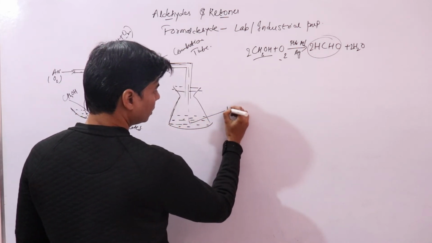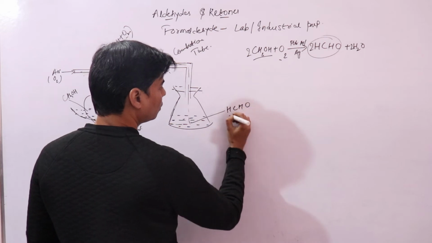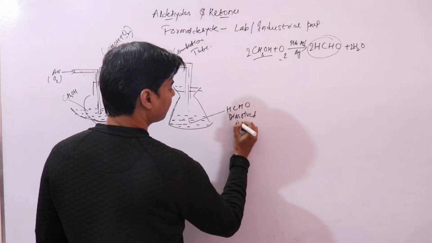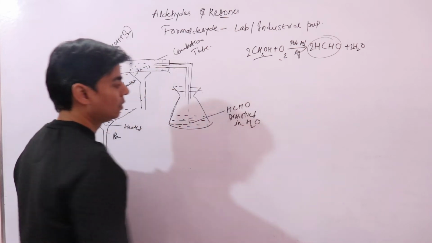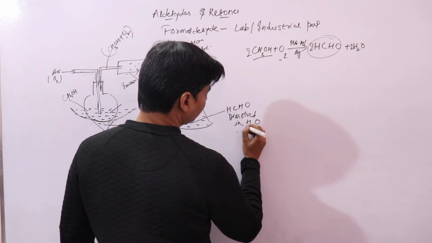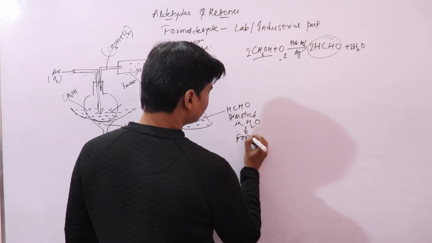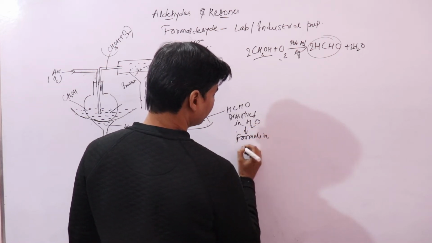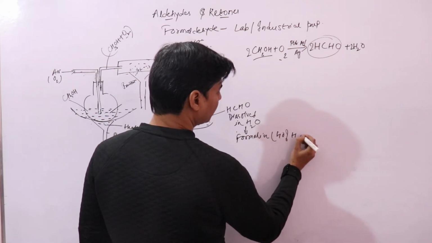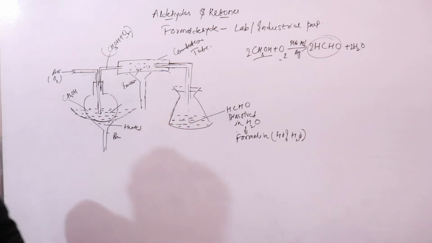So you have HCHO dissolved in water. When formaldehyde is dissolved in water, we call it formalin. So this formalin contains 40% formaldehyde.